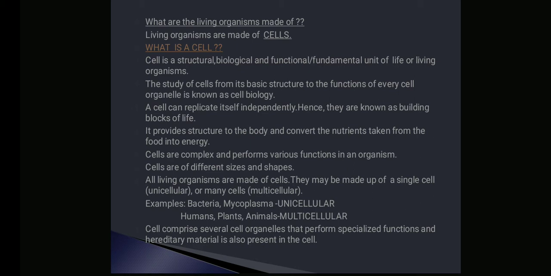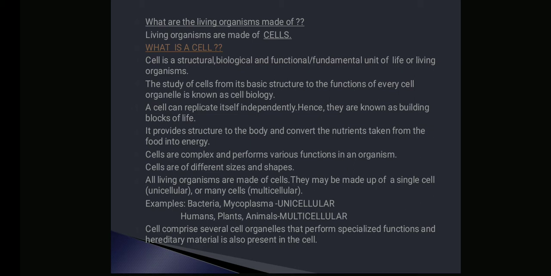As I said, all living organisms are made up of cells. They may be made up of a single cell or multiple cells. If the organism is made up of a single cell, it is known as a unicellular organism. If the organism is made up of many cells, it is known as a multicellular organism. Examples of unicellular organisms are bacteria and mycoplasma, and examples of multicellular organisms are humans, plants, and animals.